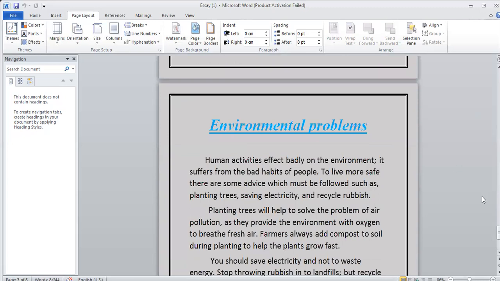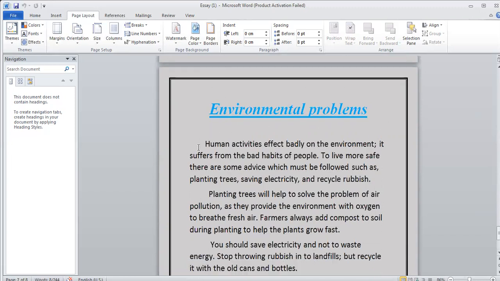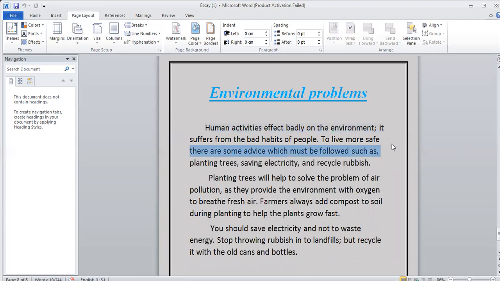And now it's a sample of the essay. The title here is environmental problems. In the first paragraph, we have to leave a space before writing the first line in the paragraph. Okay, and the first paragraph is the introduction of the essay. We will start it with a general sentence. Let's read it together. Human activities affect the environment badly. It suffers from the bad habits of people.